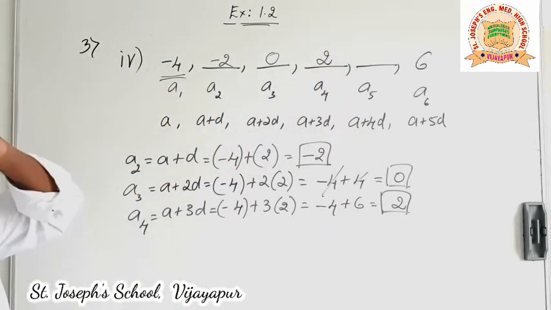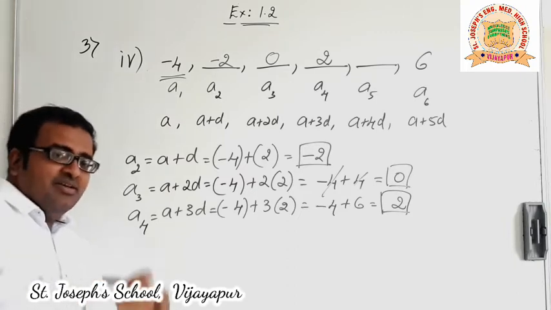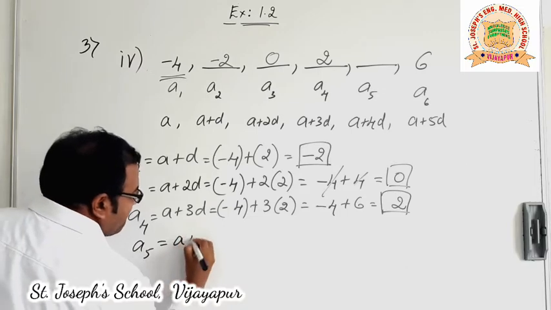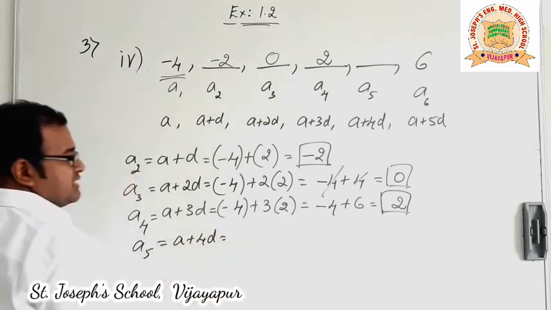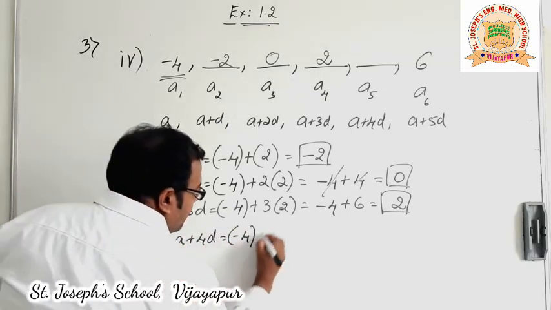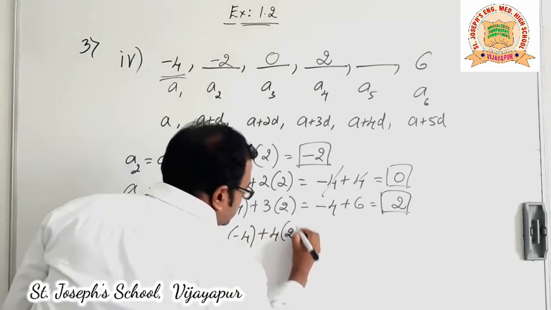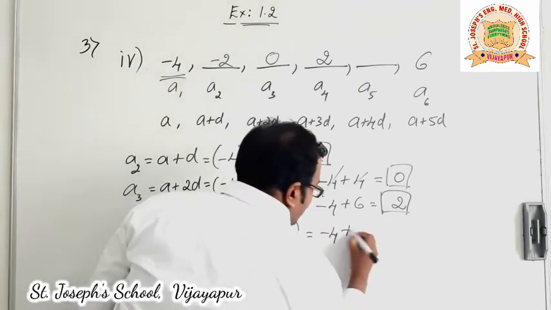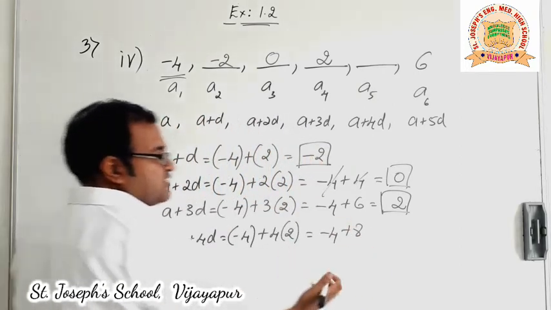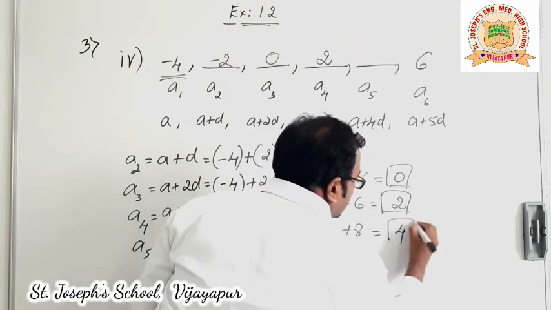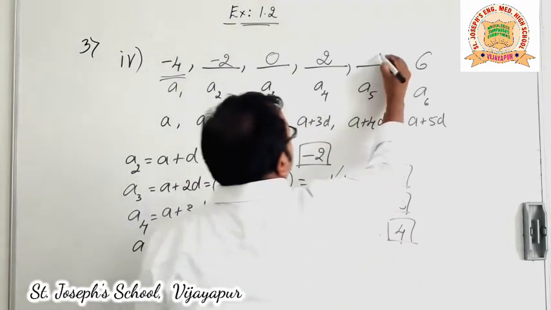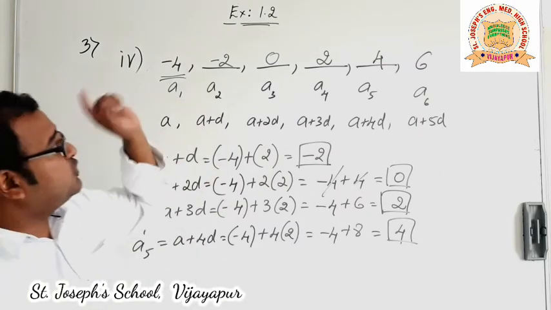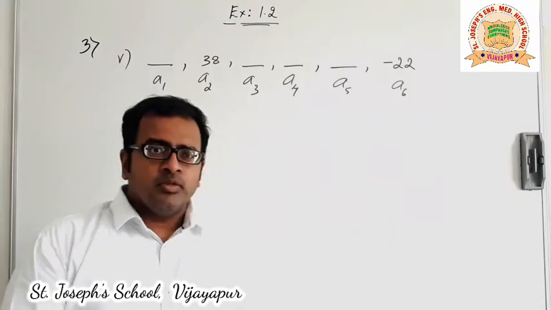Just by looking at that, I know you can guess the answer, but still we need to do the steps properly. So A5 is equal to A plus 4D, which is equal to minus 4 plus 4 into 2, which is equal to minus 4. 4 2s are 8. Plus 8 minus 4. Answer is 4. Bigger number sign plus. So this is 4. Hence the missing terms are minus 2, 0, 2 and 4.